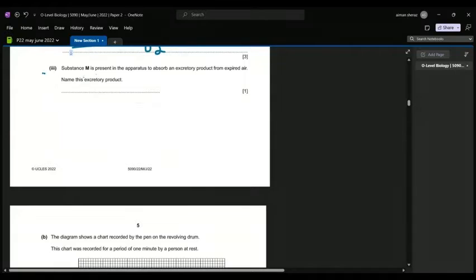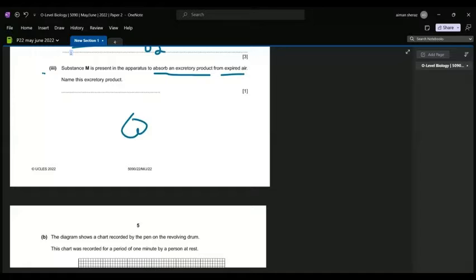Part 3, substance M is present in the apparatus to absorb an excretory product from expired air. Expired air is what comes out of our mouth or nose. Name this excretory product. It can be CO2, because substance M is present to absorb that product. It can be anything like lime water, but since that is not demanded in the question, we would just write CO2.